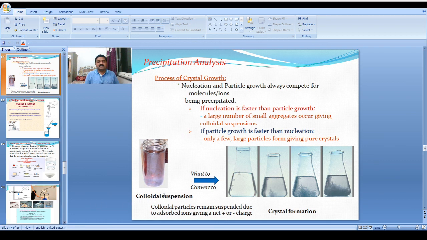Okay, in the colloidal solution suspension, colloidal particles remain suspended due to the adsorbed ions giving the positive and negative charge. So this is the crystal formation here.